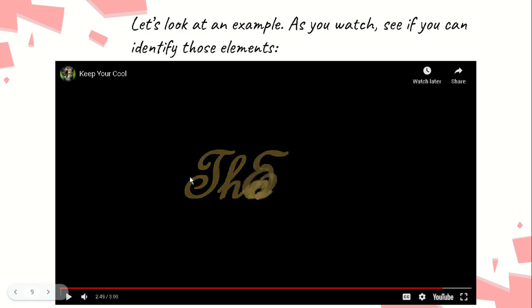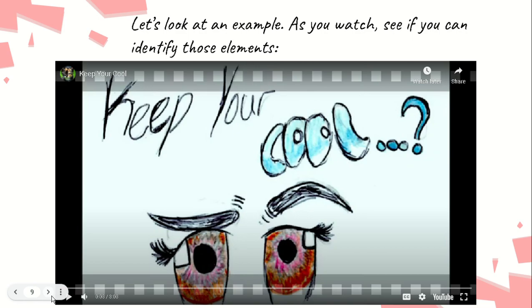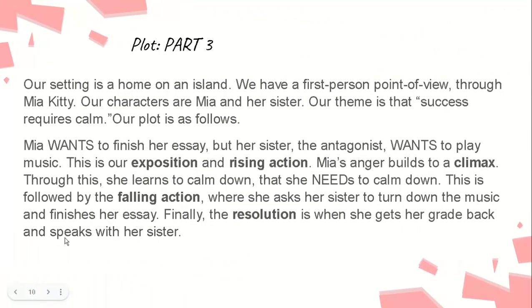Okay. Unfortunately, it does not resonate as well without the music, but I hope that you still were able to catch some of those elements that we were talking about earlier in the lesson. Keep your cool. So let's go over the different elements of the story and see if you were able to correctly match them up with what just happened in this example that we just had.